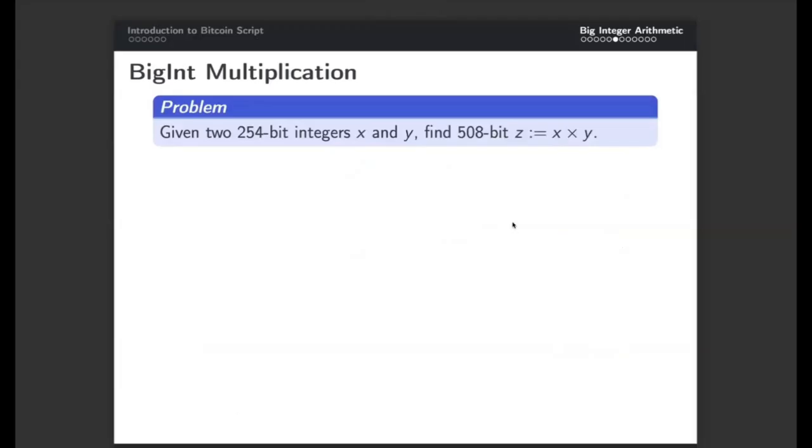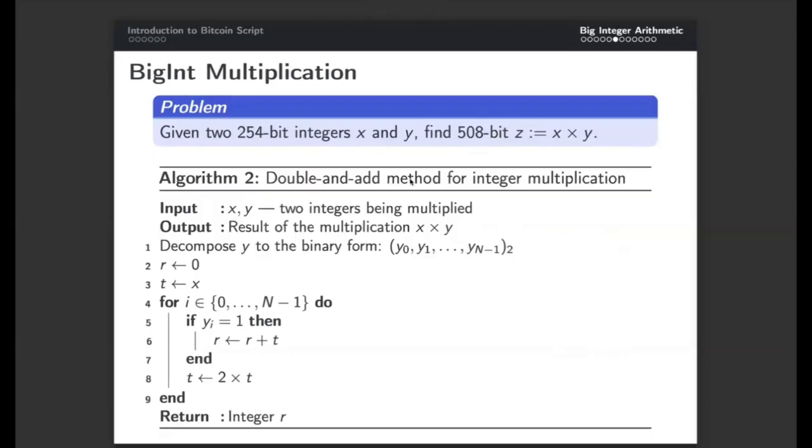Okay, good. So now the main problem is multiplication. How do we do it? The current approach in BitVM, at least while we were developing this particular algorithm, was to first decompose one of the integers into binary form. Then you go along this binary form. On each step, you multiply some temporary value by 2. And in case you encounter a bit of 1, you add to the result this value of t, which accumulates. And that's pretty much it. So you get the integer r as an output.